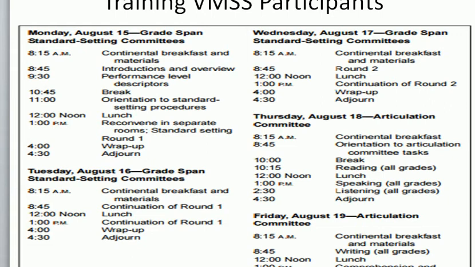And this way, the second day, it is a hypothetical model or chart for conducting training sessions of the participants. Tuesday, it is actually a 5 days training. Tuesday, August 16, grade span standard setting committees. 8:15 continental breakfast and materials. 8:45 continuation of round 1. Round 1.